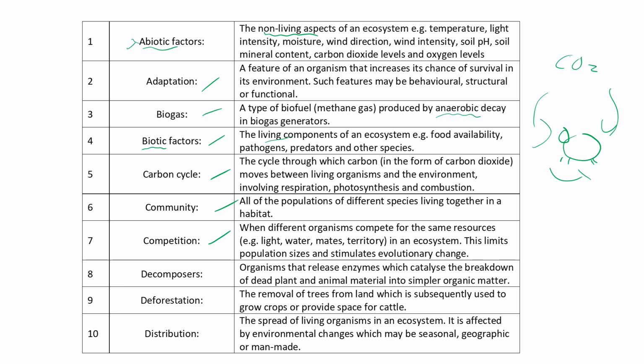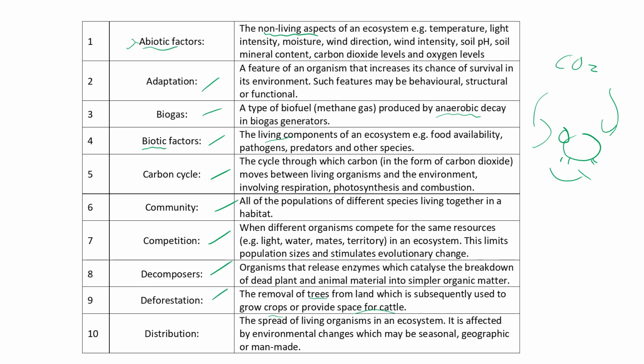Organisms that release enzymes which catalyse the breakdown of dead plant and animal materials into simple organic matter. Okay, so they are your organisms in the soil that are decomposers, breaking things down. The removal of trees from land which is subsequently used to grow crops or provide space for cattle: deforestation.